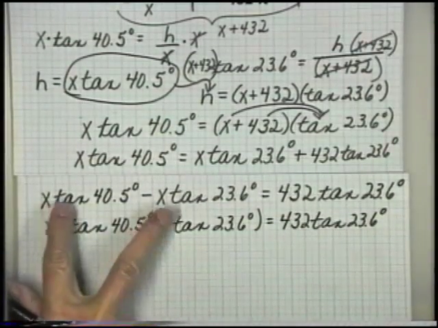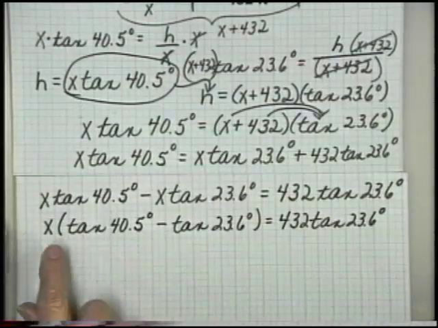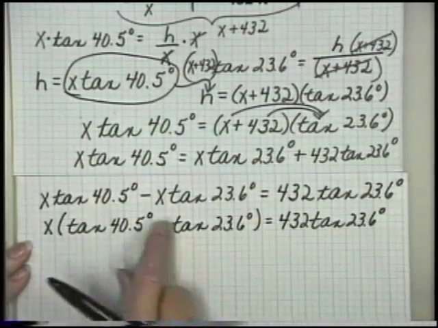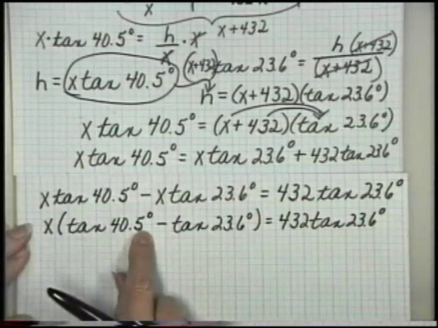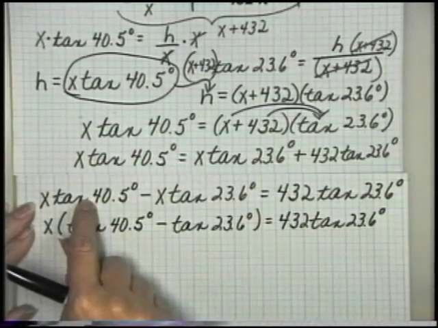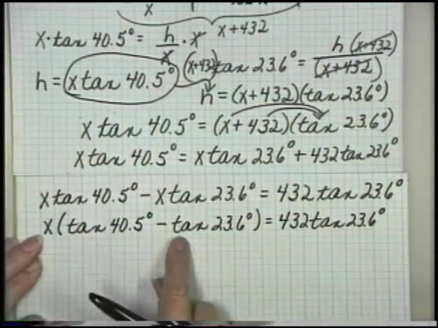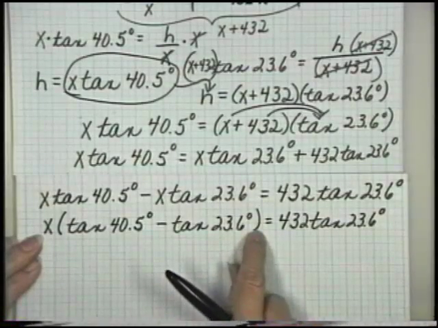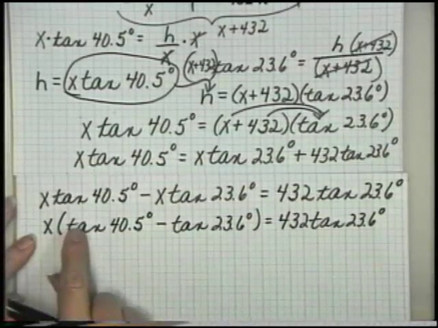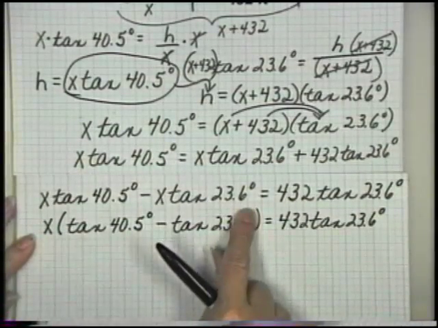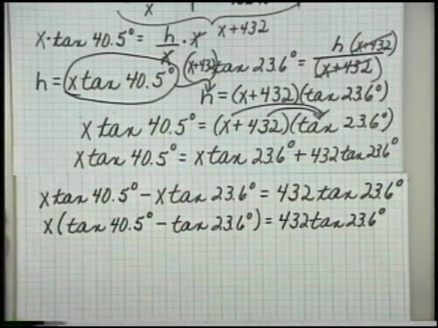And be sure you check. Anytime you take a common factor out of terms, you should be able to multiply back and get this. And sure, if I say x times the tangent of 40.5 degrees, I end up with this. And x times the tangent of 23.6 degrees, I end up with that.